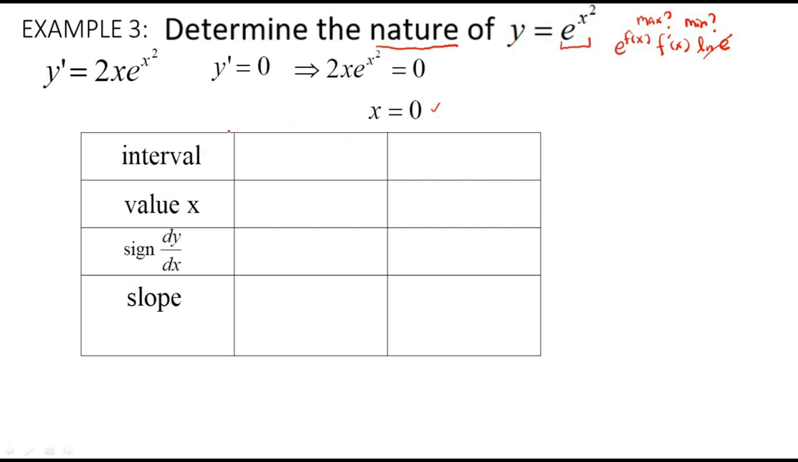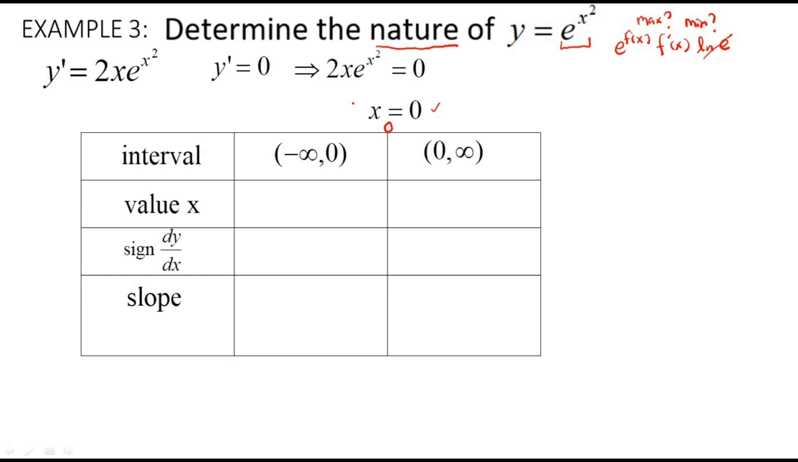Start with the first row, interval. Interval is based on the value of our x. If our x equal to 0, our interval will stop at 0. So, from here, 0 will be in the middle. Our first interval will be from negative infinity up to 0, while our second interval will be from 0 up to positive infinity. Settle with the first part.